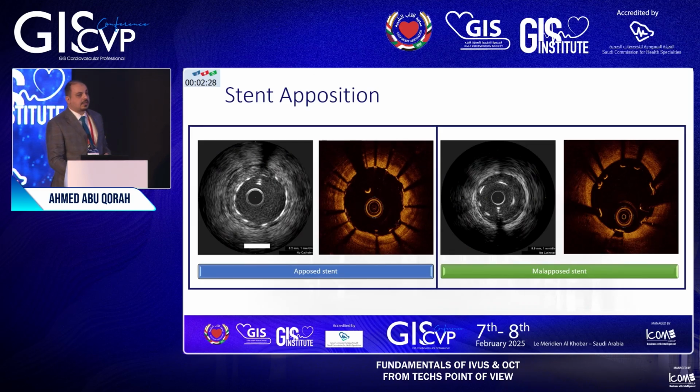Stent apposition. The stent is well apposed if the stent strut touches the vessel wall. So when we have a space, like we can see here and here, more than 200 micrometers with a length of more than 3 millimeters, we say this is a malapposed stent.